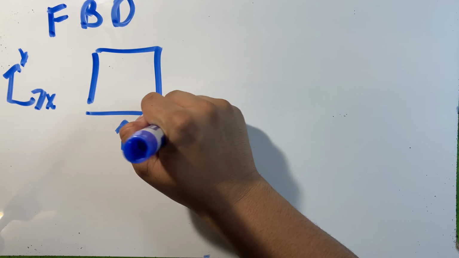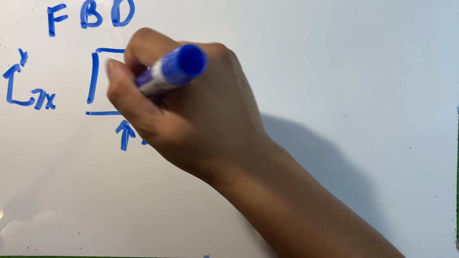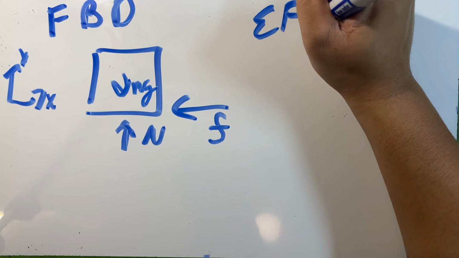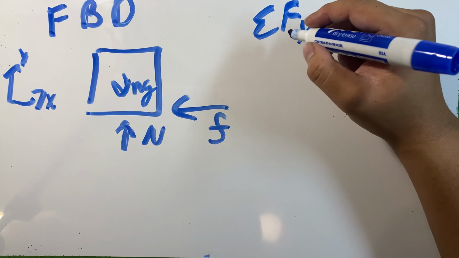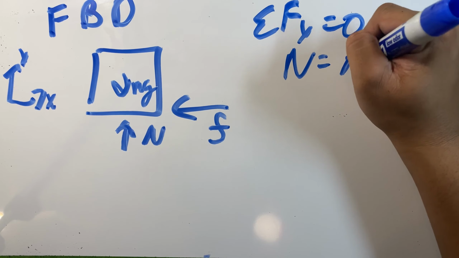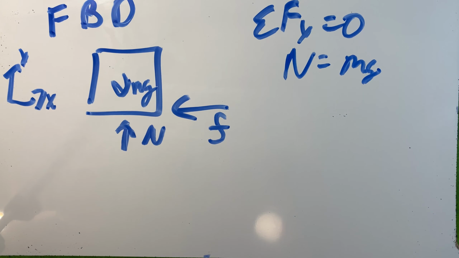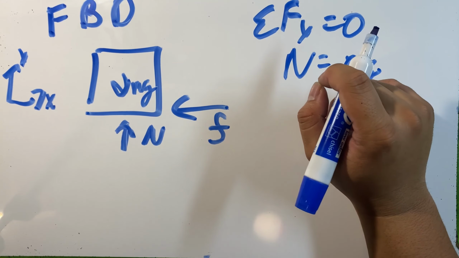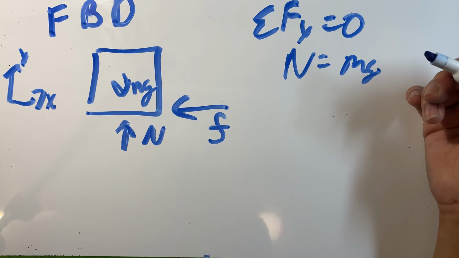So free body diagram. First, in our coordinate system, there's going to be a normal force. There's also going to be friction because it's moving. And we're also going to have mg here. So doing the sum of the forces, we get that n is equal to mg. And that's really all we need for this. We don't want to go into acceleration because that's not really necessary here. We're going to use work energy here.